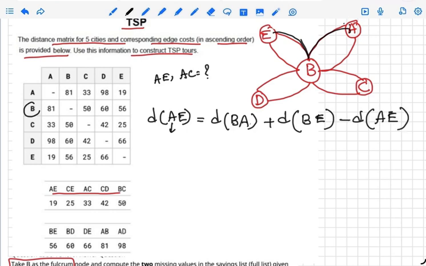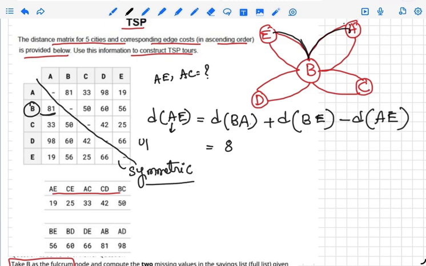Okay, this is the starting node. From B to A, this is 81. B to A and A to B are both the same, right? It is bidirectional, and this is a symmetric matrix. The upper triangular elements are the same as the lower triangular elements. This is the symmetric matrix.